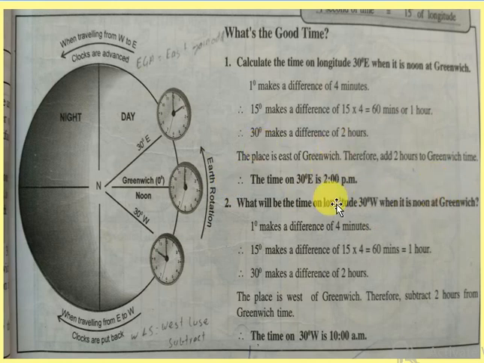So this is how you can calculate, and it is the same thing again. When you go towards the west, you have to subtract 2 hours. So from 12 you subtract 2 hours, and it becomes 10 a.m. I hope you have understood how we can calculate time with the help of latitude and longitude.